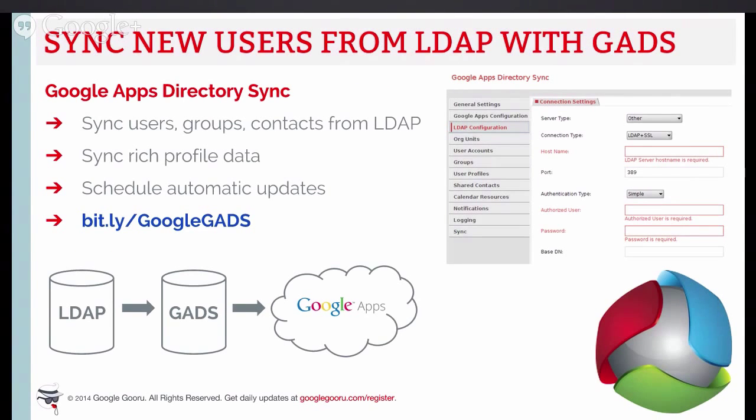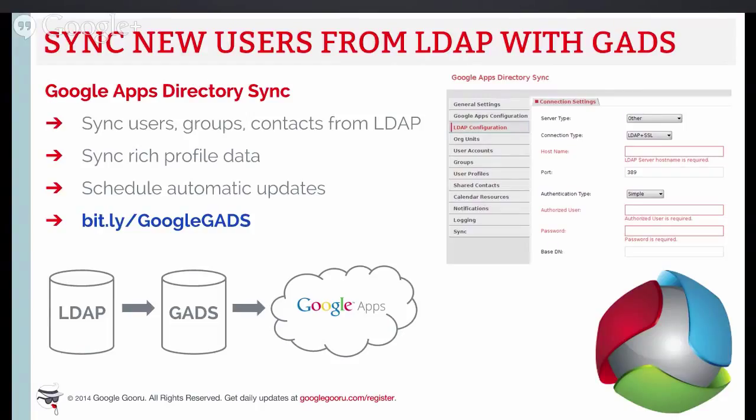If you have an LDAP structure, such as Active Directory, a really great tool to help you sync that information into Google Apps is the Google Apps Directory Sync tool. I've actually provided a bit.ly link there if you would like to get to the support information, which has a lot more details on how this works. But essentially, you run it on a server that connects to your LDAP system, and you can sync in all the information from that system, including users, groups, contacts, calendar resources, and shared contacts directly from LDAP into Google Apps.